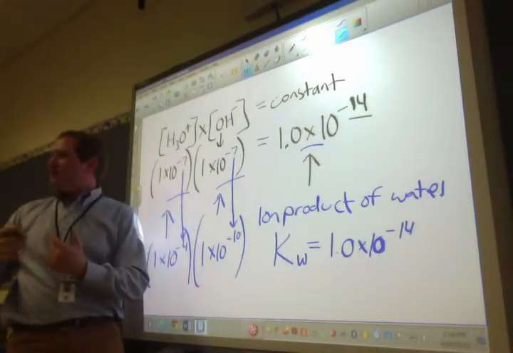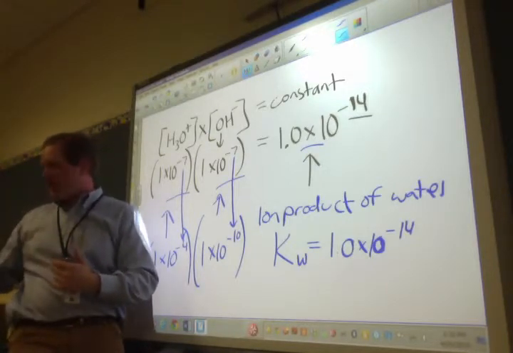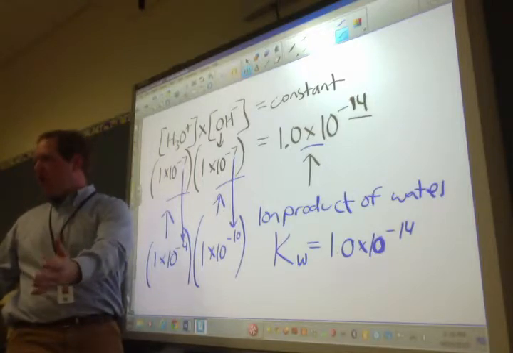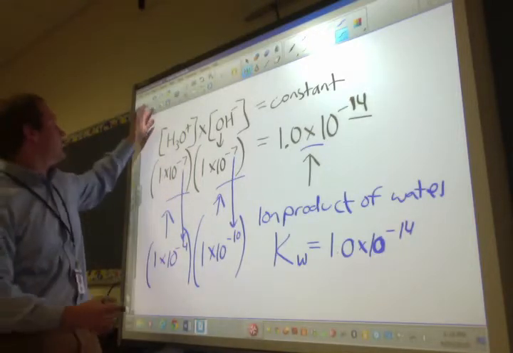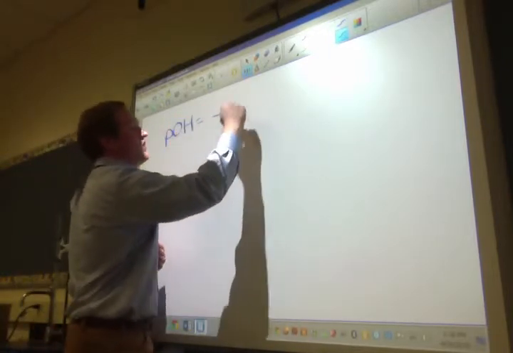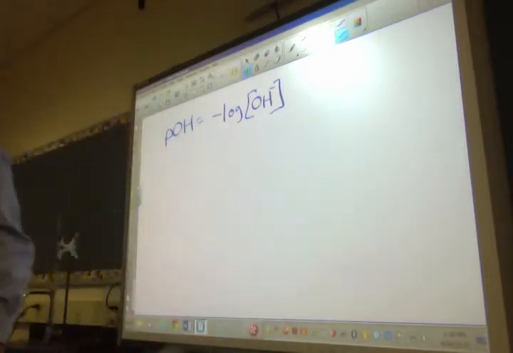Now, pH is the negative log of the hydronium ion concentration. I think Emma said it earlier. What do you think pOH is? Negative log of the hydroxide ion concentration. Okay? So let's work through the 2 examples that I gave.